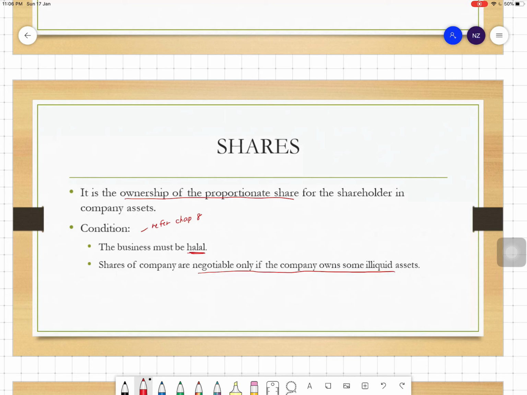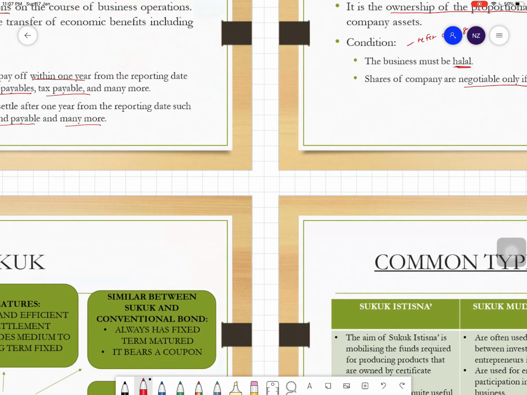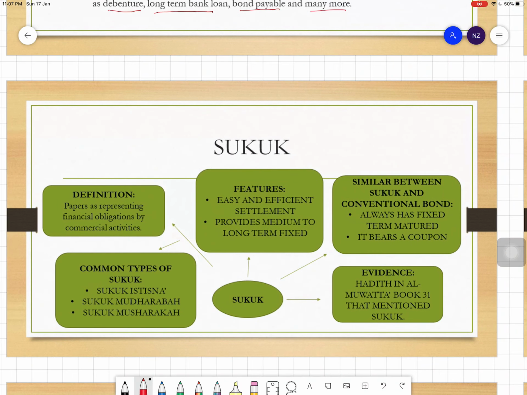But the basic terms of shares, you know, are that whoever buys the shares of the company has ownership in the assets and the liabilities of the company that was bought. That is shares. Now suku is also one of the liabilities.